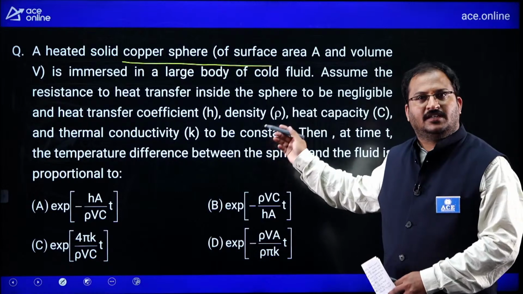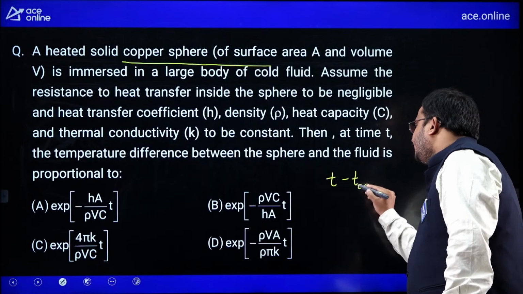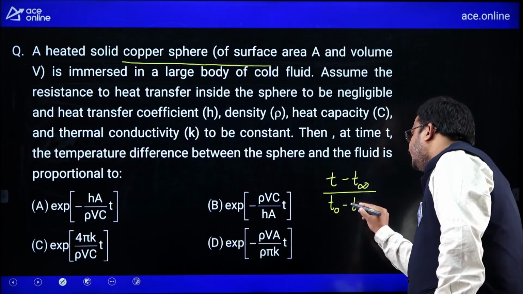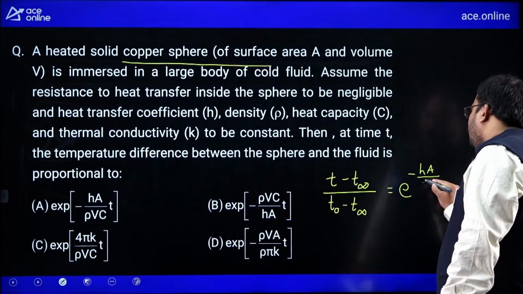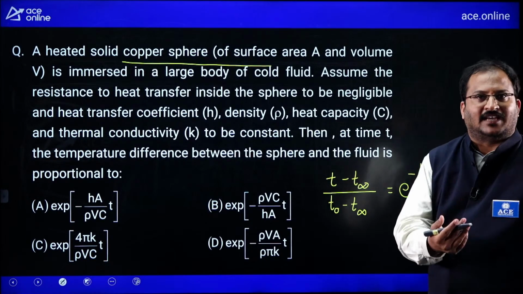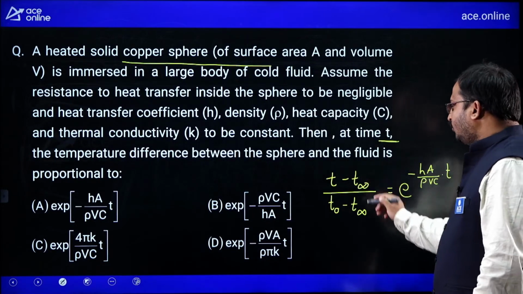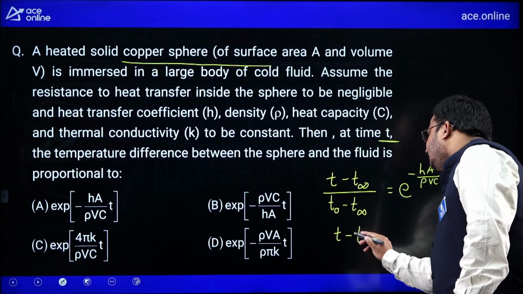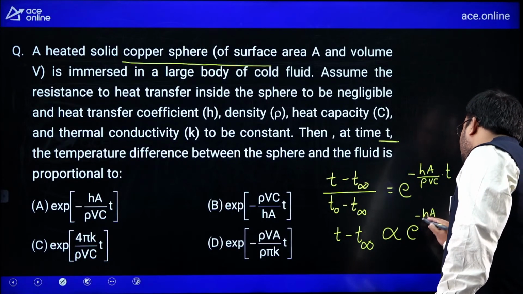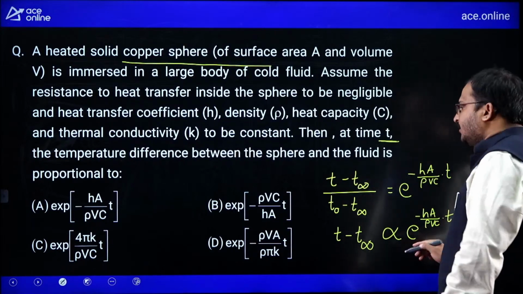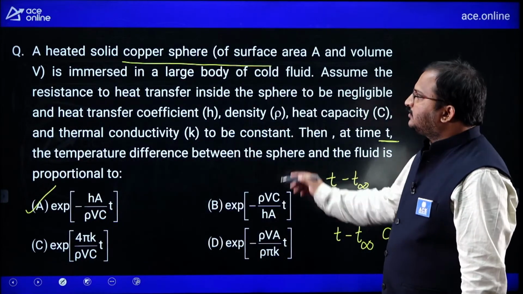Okay. So this question is related to transient heat conduction. The formula is (T minus T infinity) by (T naught minus T infinity), or Ti minus T infinity you can take, equals e power minus hA by rho Vc times time. Usually we take time as tau, but in this question it is given as T, so you put it as T here. He is asking us T minus T infinity is proportional to what? So this is proportional to e power minus hA by rho Vc into T. Okay. So the correct answer will be option A. So this is the second question.